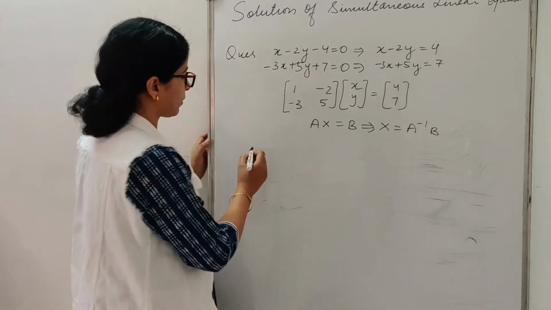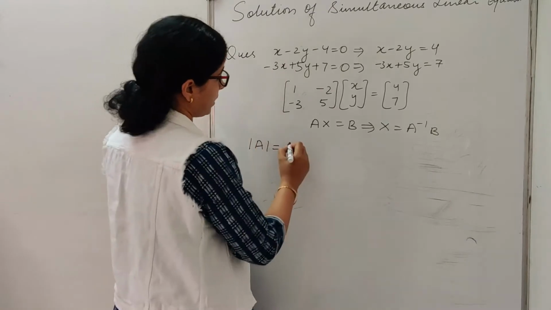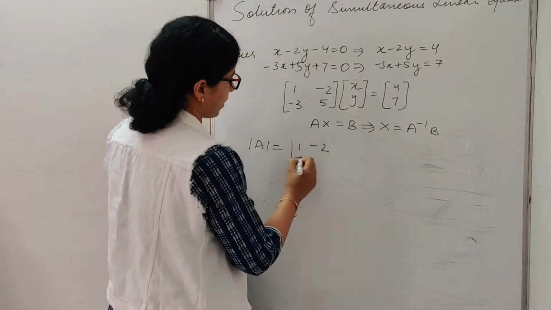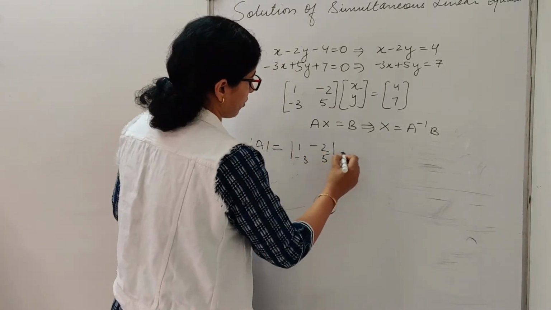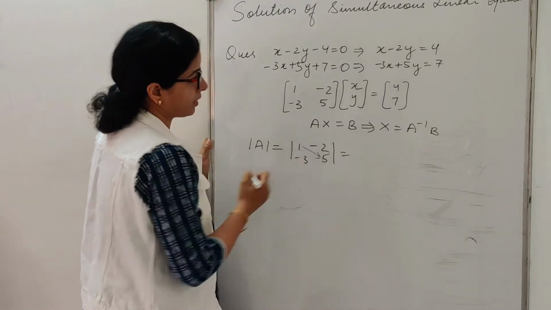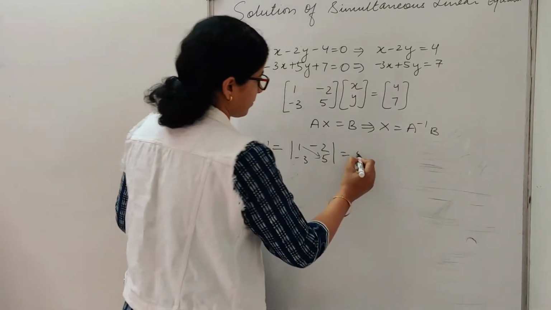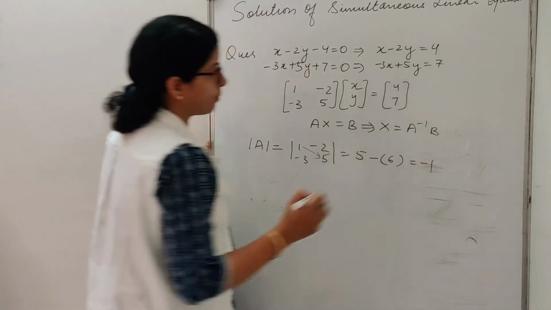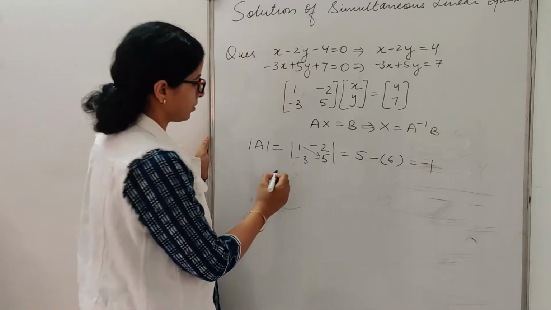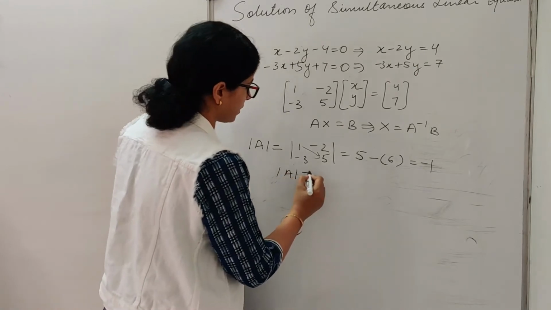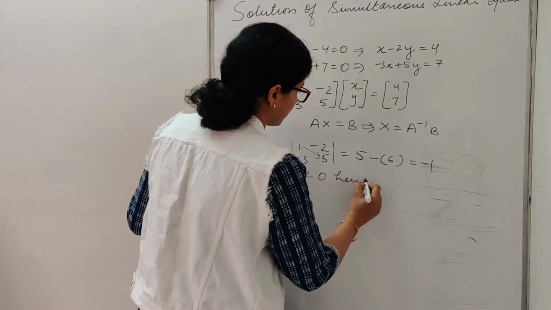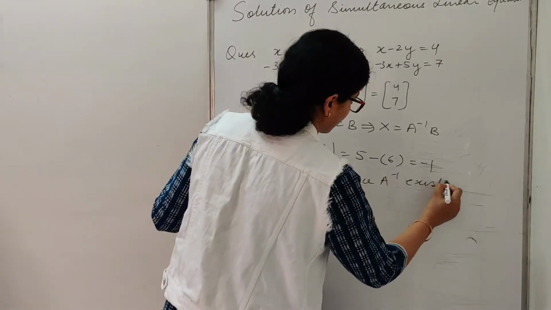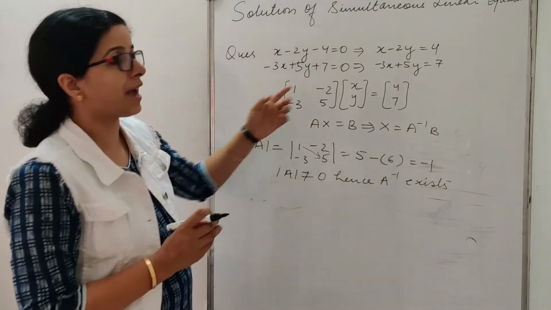But first we'll calculate the determinant of A. So determinant of A is |1, -2; -3, 5|. What we do? Multiply the diagonal elements minus the off-diagonal elements, which is equal to -1. So determinant of A is not equal to 0, hence A inverse exists. It means my system will have a unique solution.